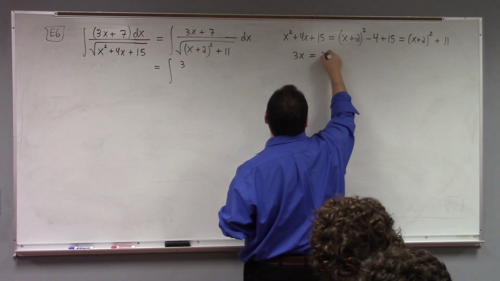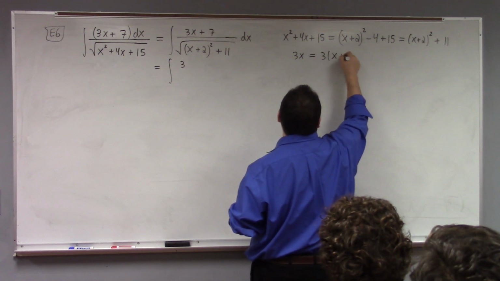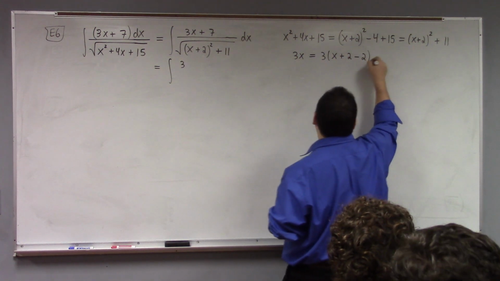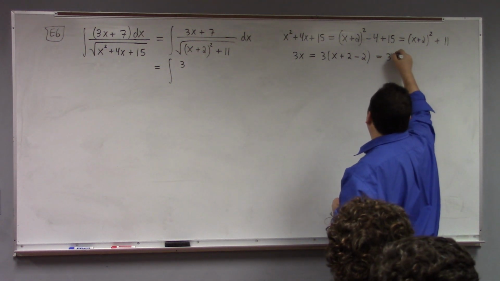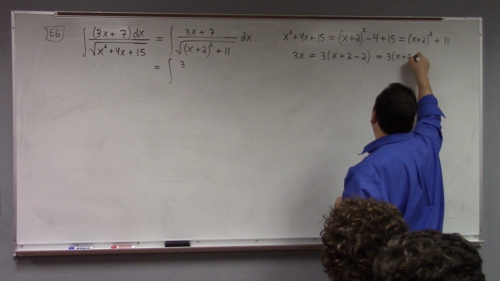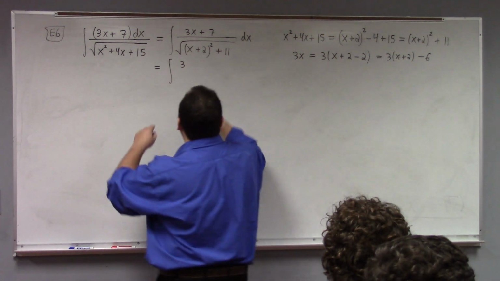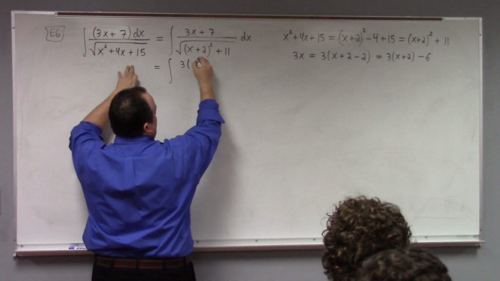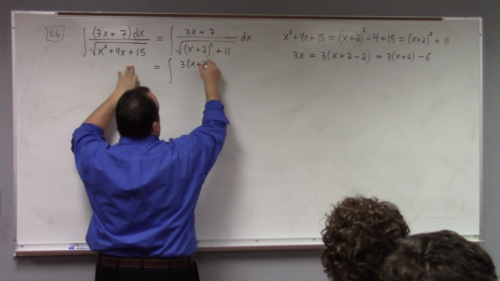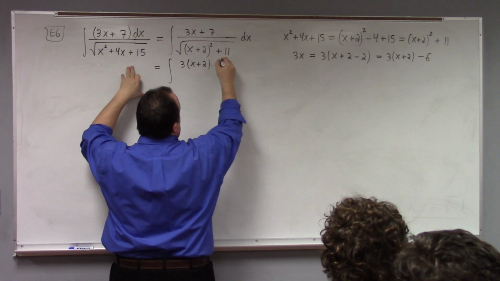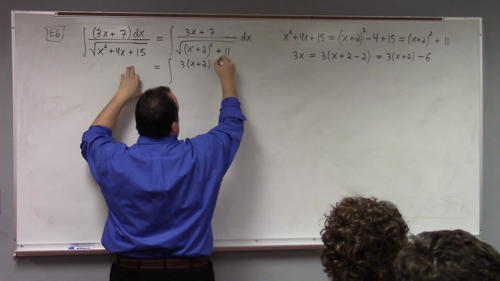Little algebra trick here. Check this out. So I do x plus 2 minus 2. See? So that's 3 times x plus 2 minus 6. See that? So this can be rewritten as 3 times x plus 2 minus 6 plus 7, which is plus 1, yeah?